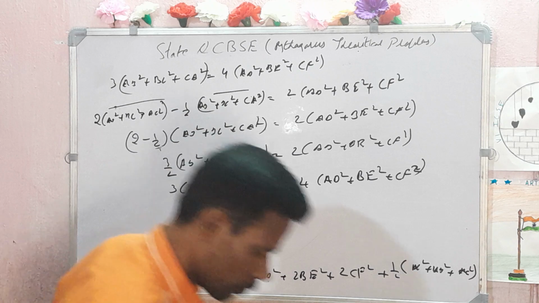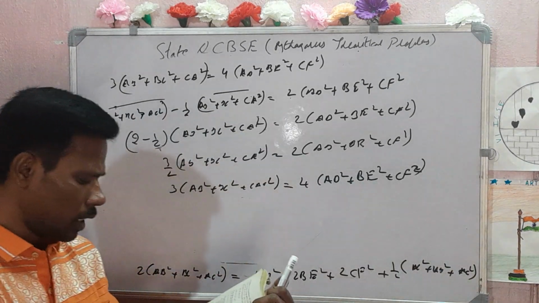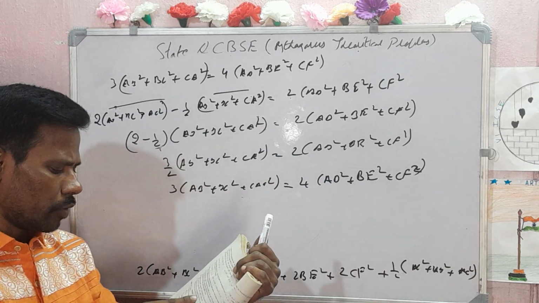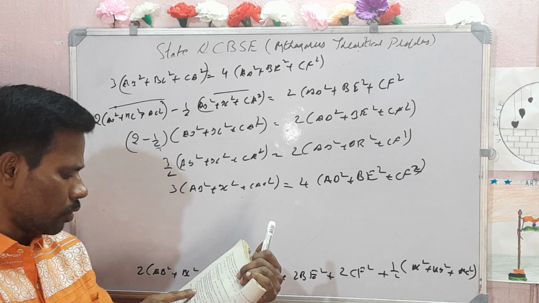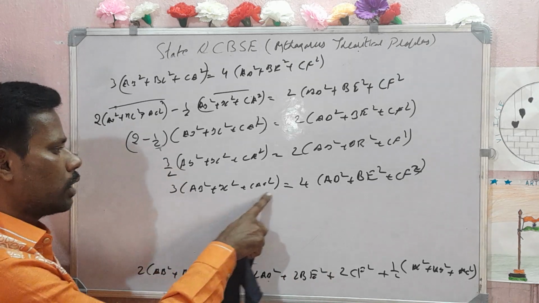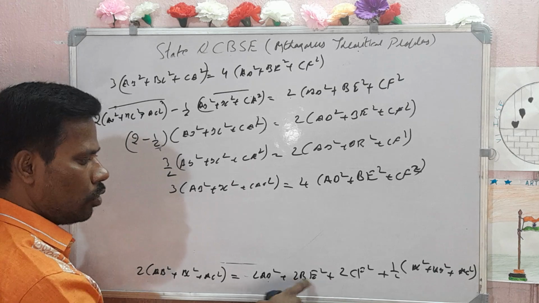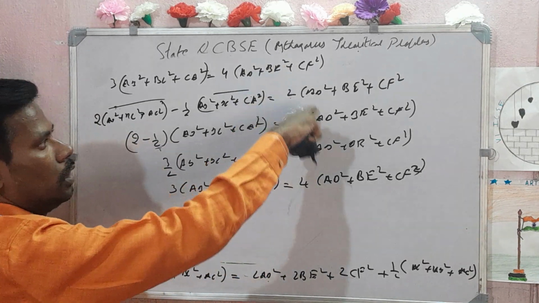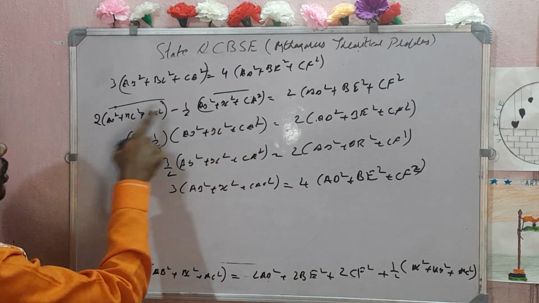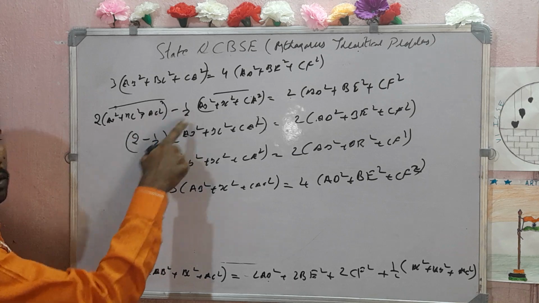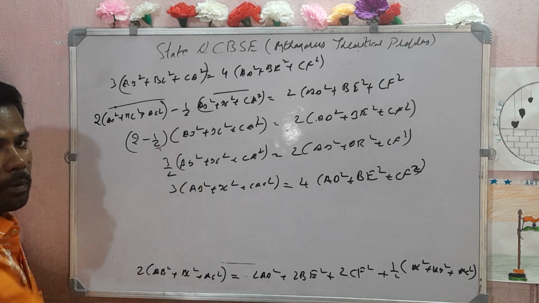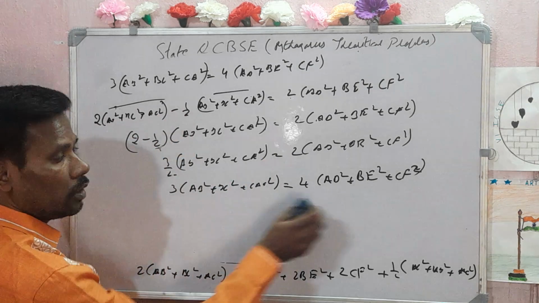Another question. Prove that 3 times the sum of squares of sides of a triangle is equal to 4 times the sum of squares of the medians. Just bring this over here. Again take 2 common in this, and again from this 2 and half. 2 minus 1 by 2 is nothing but 3 by 2. Cross multiply, you will get the answer. This remains as it is.